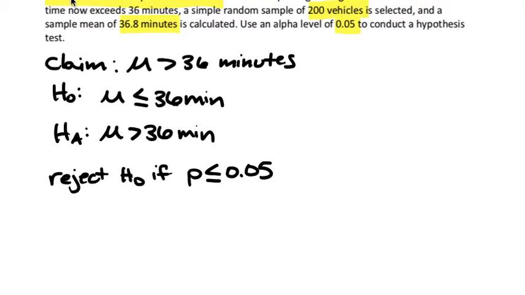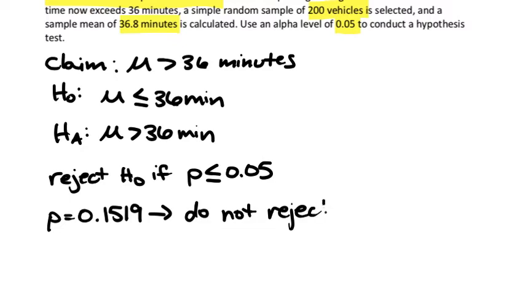So if that's my p-value, and if I compare that to the alpha of 0.05, this is not smaller than 0.05. It's larger. So that means that I do not reject the null hypothesis. And since I do not reject the null hypothesis, there is not enough evidence that the average parking time has changed.